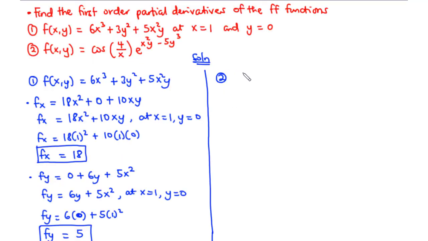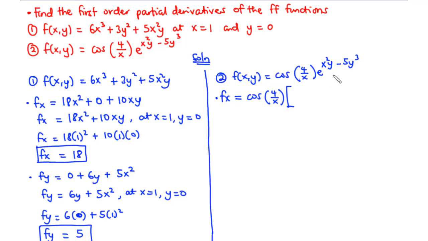So we have the function f of x, y equal to cos 4 over x times e to the power x squared y minus 5y cubed. So first of all, let's find fx. So fx is equal to, now here we have the product of two functions, so we are going to take one, so let's say we take cos 4 over x, and then we differentiate the other. We are going to differentiate this with respect to x.